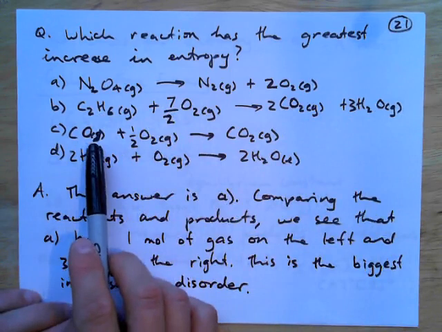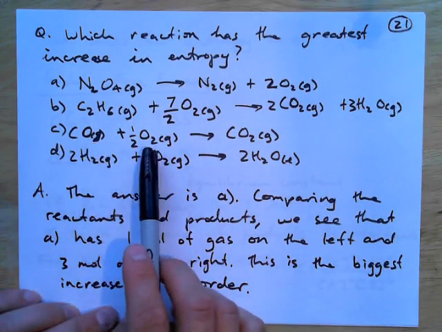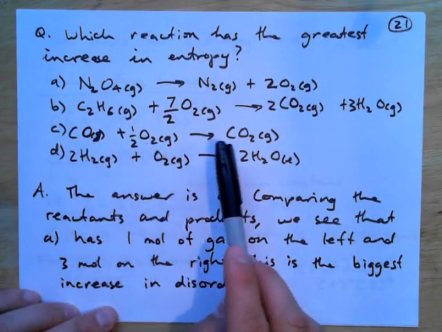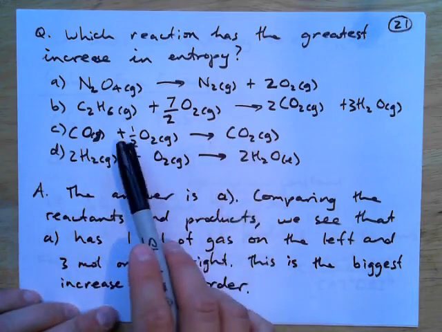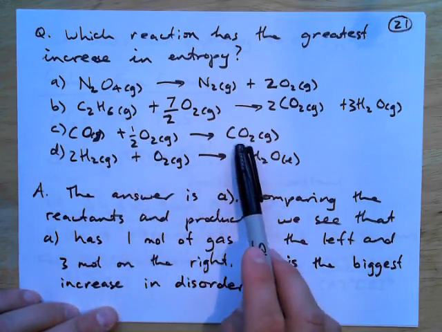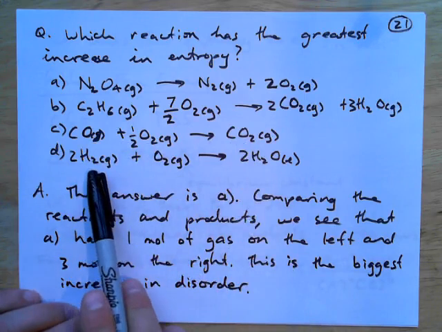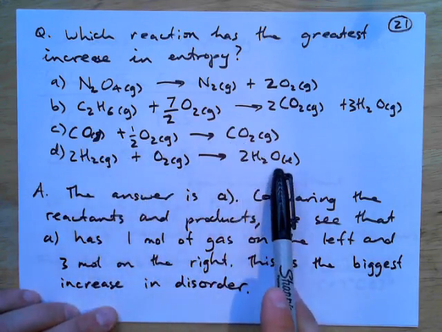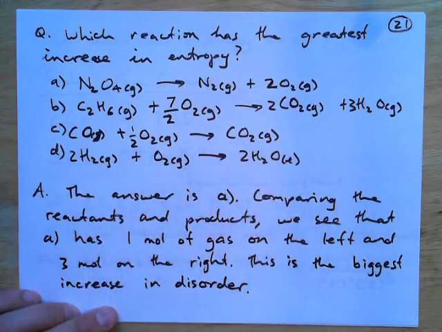This one we have the carbon monoxide with a half O2, so there's 1.5 molecules here, gives us 1. So that's actually a decrease in entropy. We've gone from 1.5 down to 1. And here we've gone from 3 down to 2. So again, a decrease in entropy.